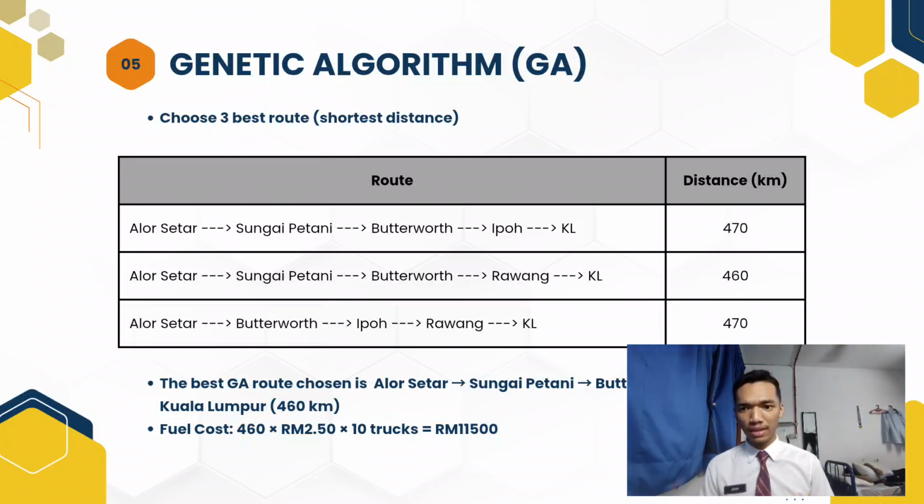After numerous iterations, the GA converges on the optimal road, which is Alor Setar to Sungai Petani, then to Butterworth, then to Rawang, and then to Kuala Lumpur, with a total distance of 460 kilometers. So the fuel cost for this road is calculated as 460 kilometers times 2 ringgit and 50 cents per kilometer, times 10 trucks, and we will get 11,500 ringgit. So guys, does anyone have any questions about how the crossover or mutation steps work?